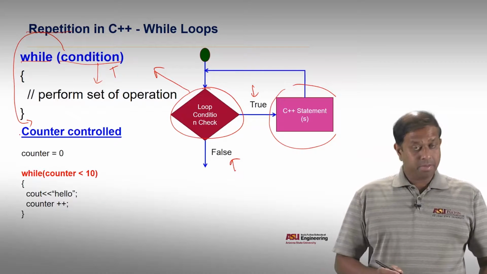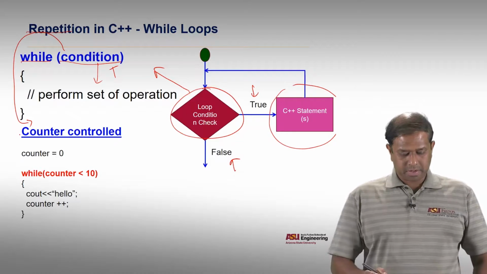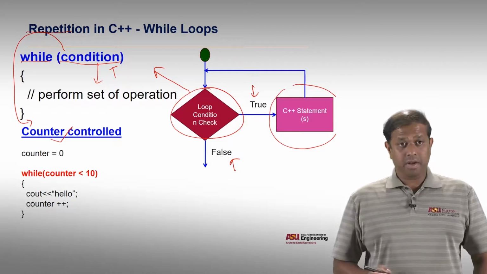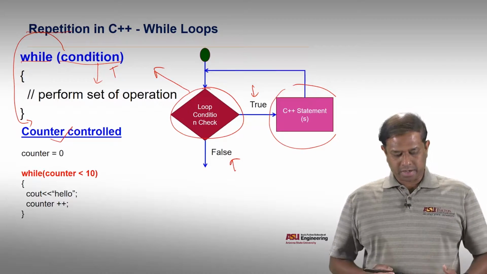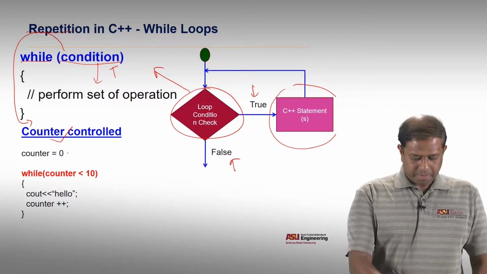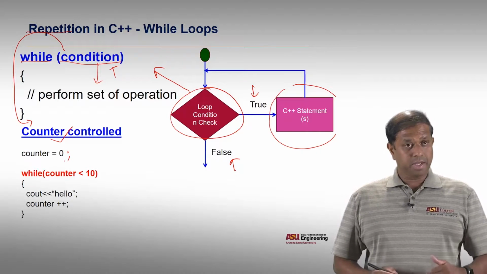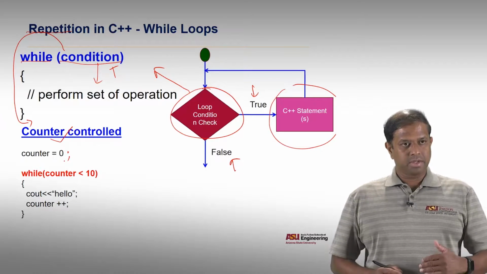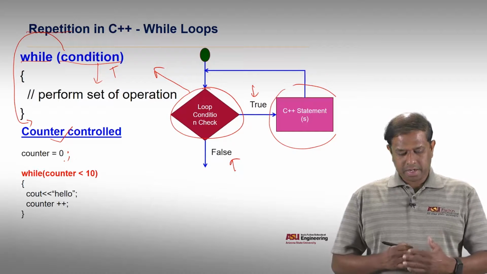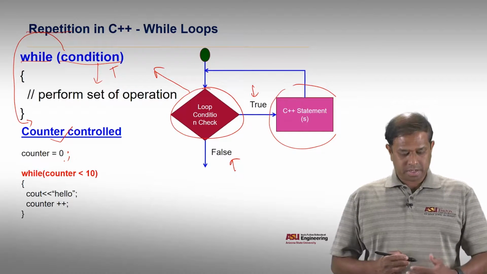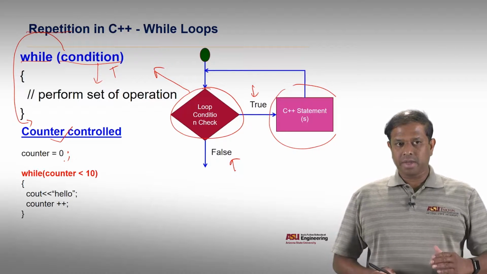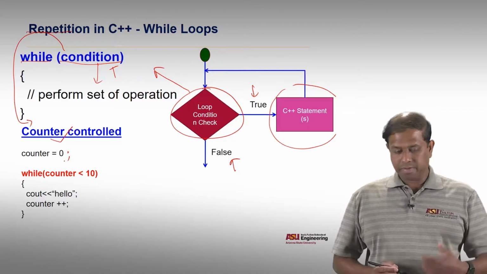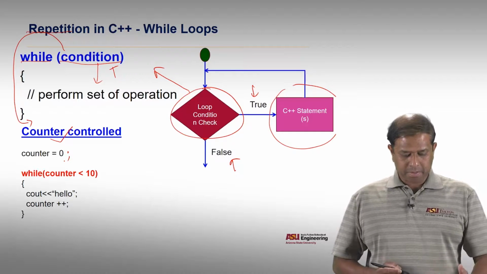So far we talked about one form of while loop, which is called the counter controlled while loop, where we know how many times we need to repeat certain things. Here is one quick example. Suppose I need to display hello 10 times. That means we know exactly how many times we need to perform a certain set of operations. Since we know it is 10 times, we can keep a counter to keep track of how many times we have been performing that particular operation.